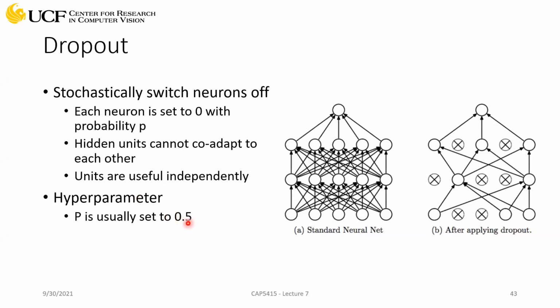And again, this is a hyperparameter. Usually we set it to 0.5, and this hyperparameter just says how many neurons you want to turn off at a time. So if it's 0.5, 50% of the neurons will not be used. And of course, this is done only during training. When you test your network, you use all the neurons.